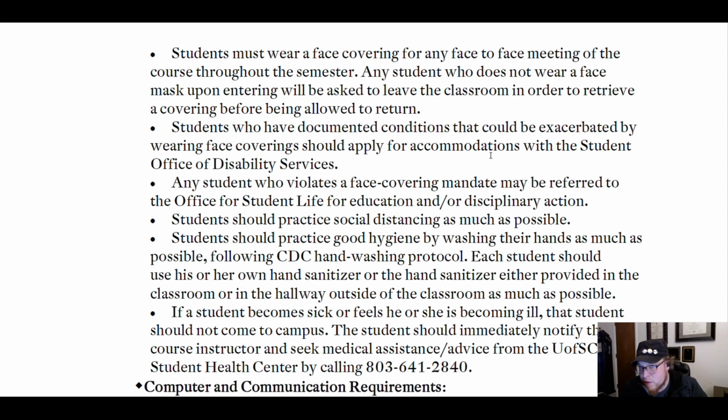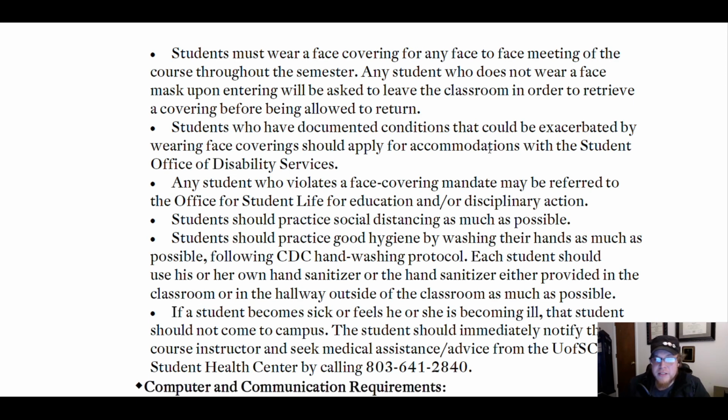Now, some of this was in the previous section, but this is something I've been asked to include in this semester's addendum, so I'm going to include it here again, even if it seems a bit redundant. Students who have documented conditions that could be exacerbated by wearing face coverings should apply for accommodations with the Student Office of Disability Services. So if you have some reason for which you cannot wear a mask, go apply to Disability Services to tell me why you can't wear a mask.